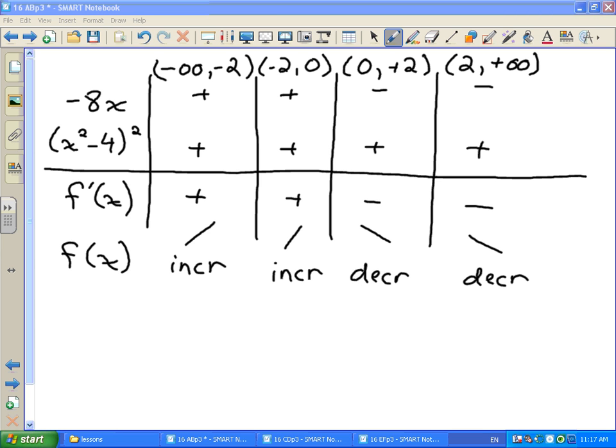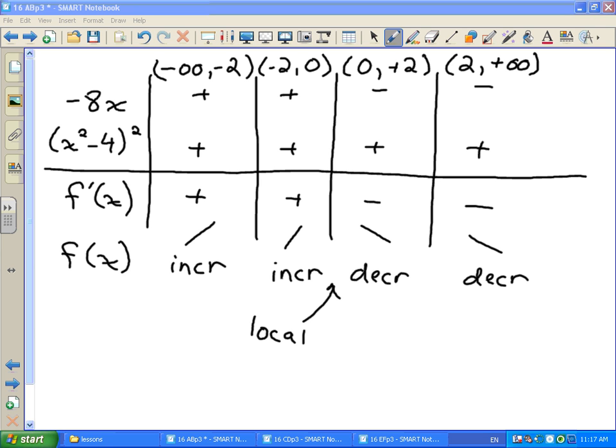So there, we've identified the intervals of increase and decrease. Do we have any local maxima or minima based on this interval table here? Yeah, we have one. Where is it? At x equals 0. So is it a local max or a local min?